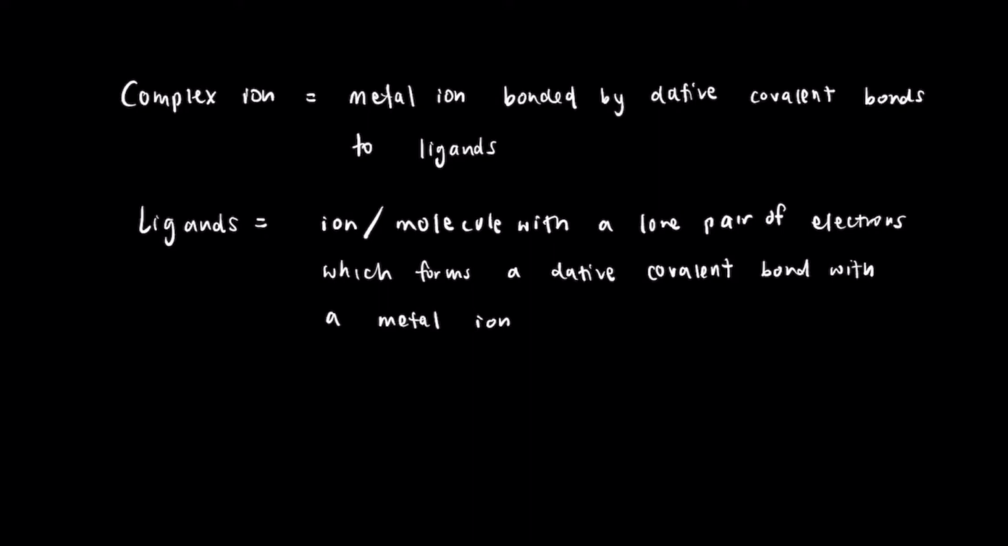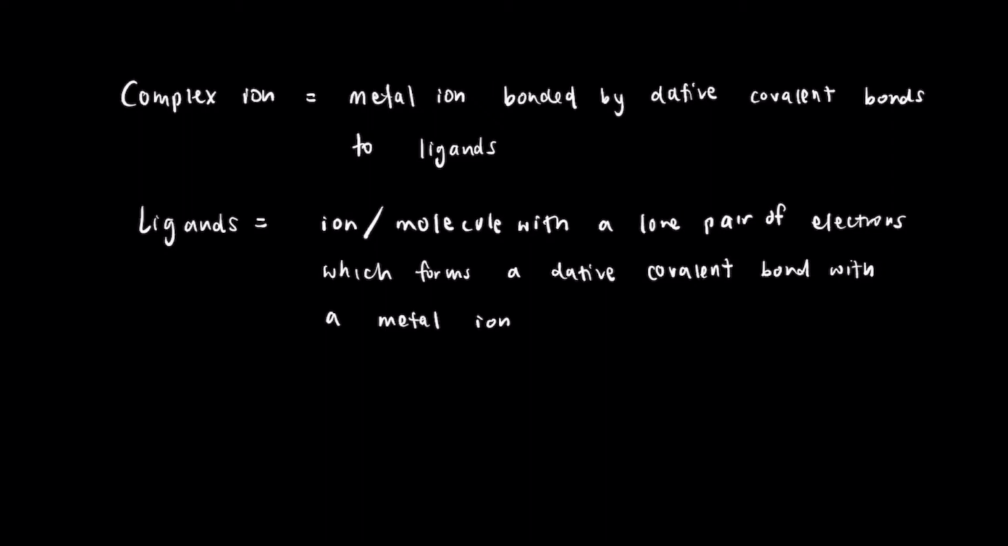A dative bond, which we'll revisit in the next chapter, means that both of the electrons in a covalent bond come from only one atom, compared to a normal covalent bond where each of the electrons in that bond comes from each of the atoms of that bond.